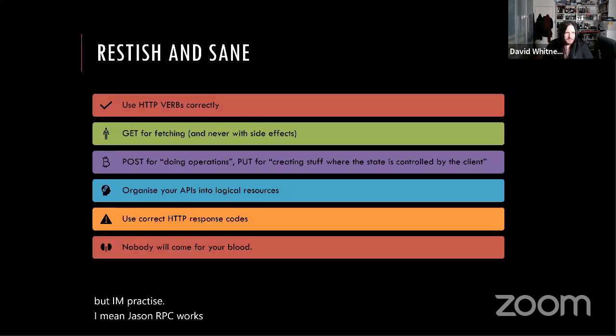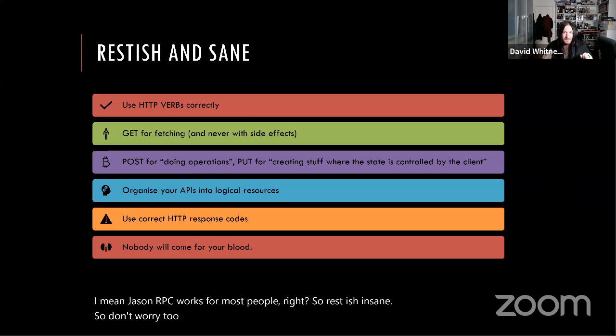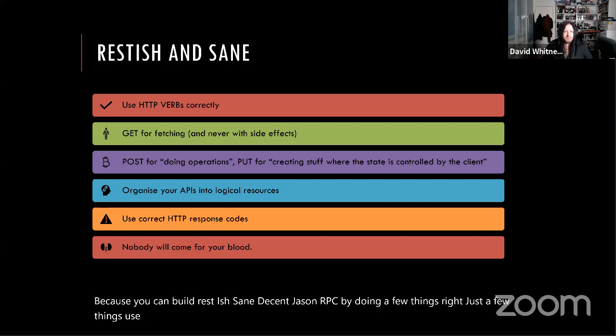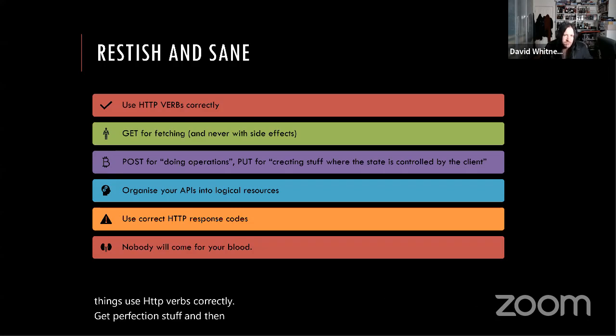So REST-ish and sane. Don't worry too much about it, because you can build REST-ish, sane, decent JSON RPC by doing a few things, right? Just a few things. Use HTTP verbs correctly. GET for fetching stuff, never with side effects. POST for doing operations. PUT for creating stuff where the state is controlled by the client.